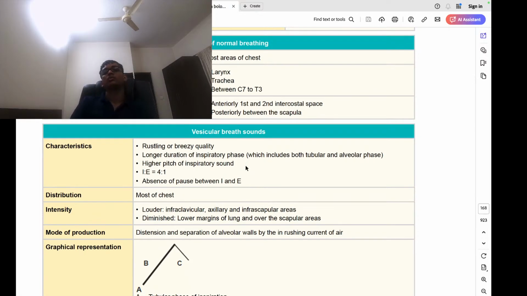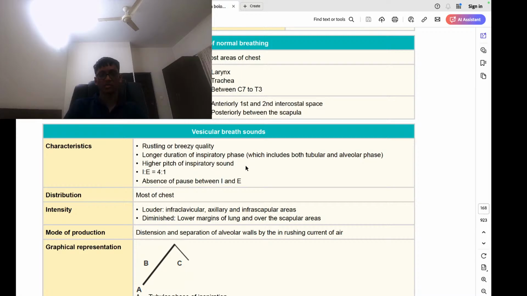Vesicular breath sounds have these characteristics: rustling or breezy quality, longer duration of inspiratory sound, inspiratory phase which includes both tubular and alveolar phase, and higher pitch of inspiratory sound. I to E is 4:1, with absence of pause between I and E. Distribution is most of the chest. Intensity is louder in infraclavicular, axillary, and infrascapular areas, and diminished at the lower margins of the lungs and over the scapular areas.